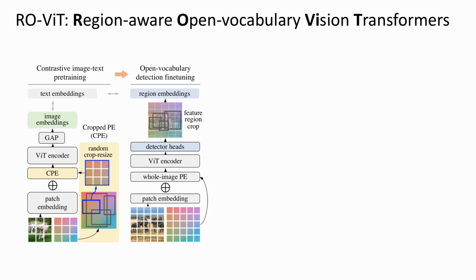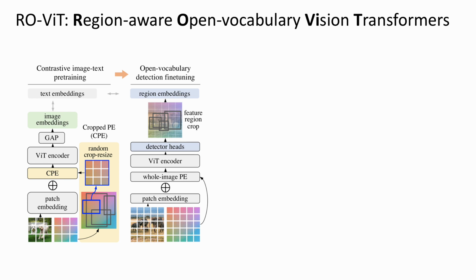Existing vision language models are designed for image-level tasks such as classification and retrieval. In this paper, we aim to enhance the image-text pre-training for region-level downstream task, which is open vocabulary detection. At pre-training, we propose to randomly crop and resize regions of positional embeddings instead of using the whole image positional embeddings. This better matches the use of positional embeddings at region level in the detection fine-tuning.